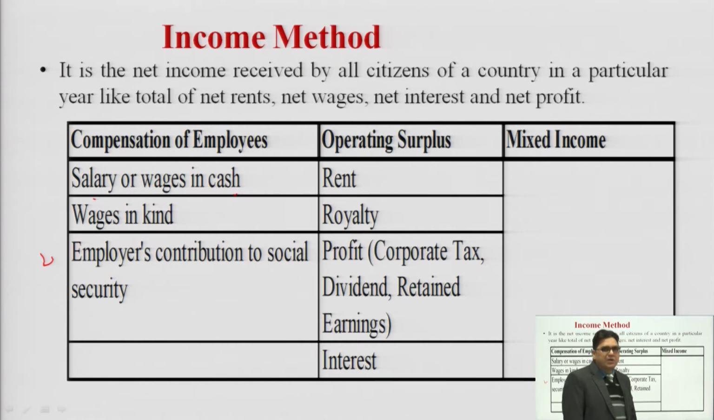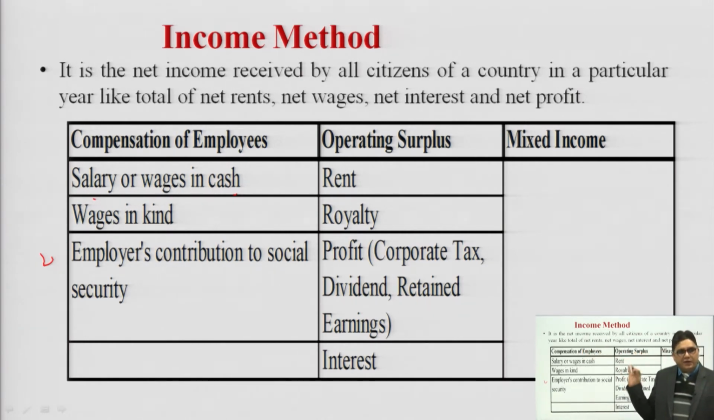Next, it is the mixed income that we earn through various sources. I repeat, when we calculate national income through the income method, we have to use this formula. This formula has three components: compensation of employees, in which we check salary or wages in cash, wages in kind, meaning the additional benefit, and the contribution made by the employer for social security reasons. Operating surplus: rent, royalty, and profit.